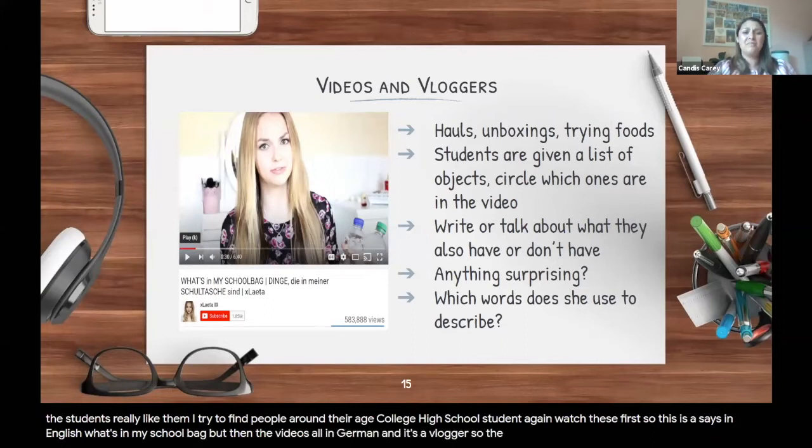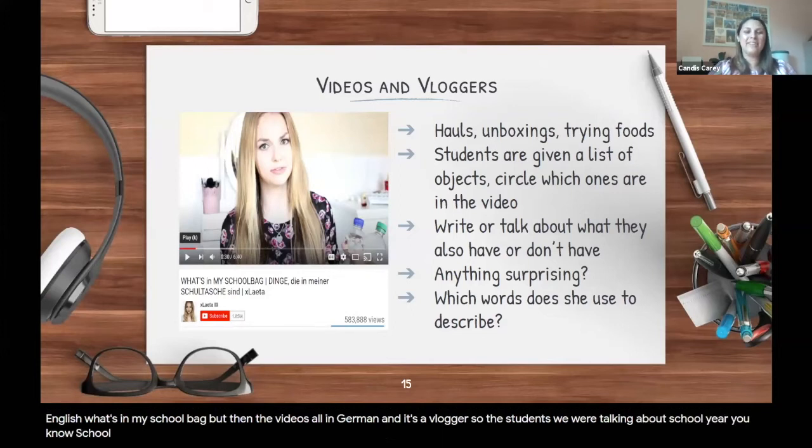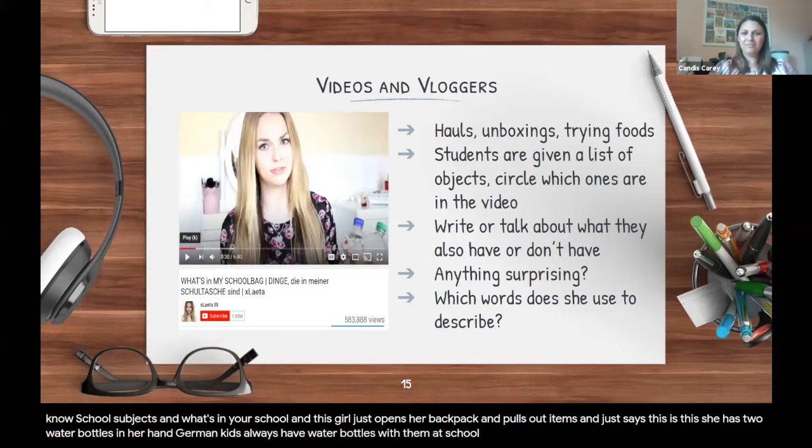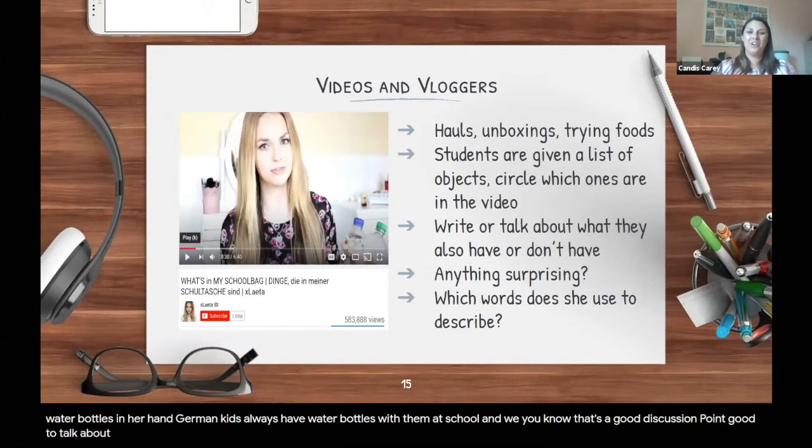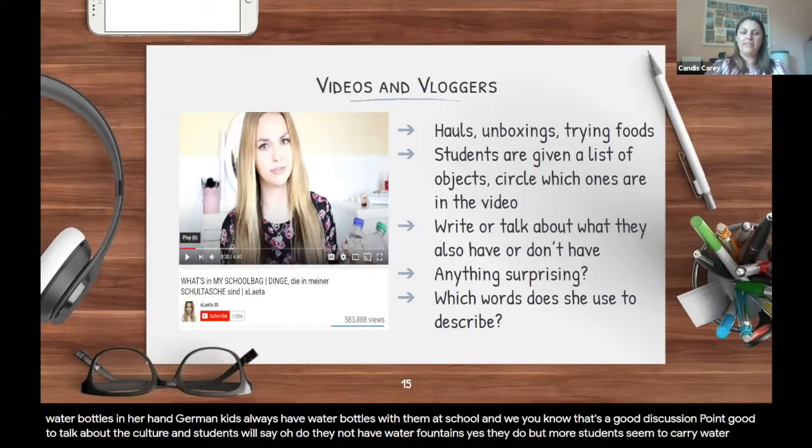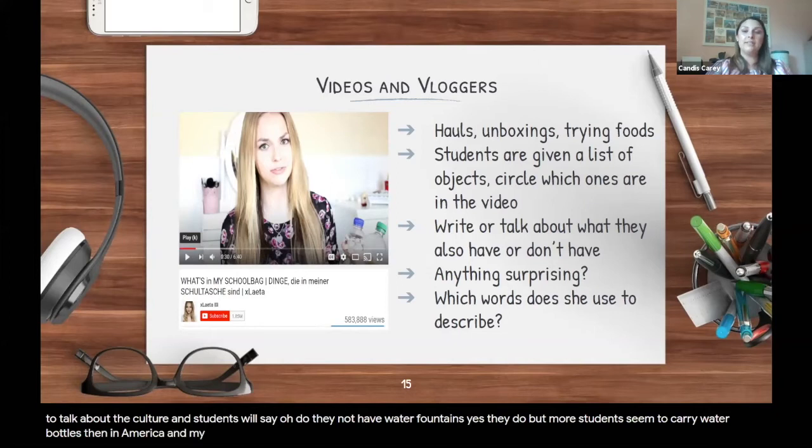So we were talking about school year, school subjects and what's in your school bag. And this girl just opens her backpack and pulls out items and just says, this is this. She has 2 water bottles in her hand. German kids always have water bottles with them at school. And that's a good discussion point. It's good to talk about the culture, and students will say, oh, do they not have water fountains? Yes, they do, but more students seem to carry water bottles than in America, in my school at least.